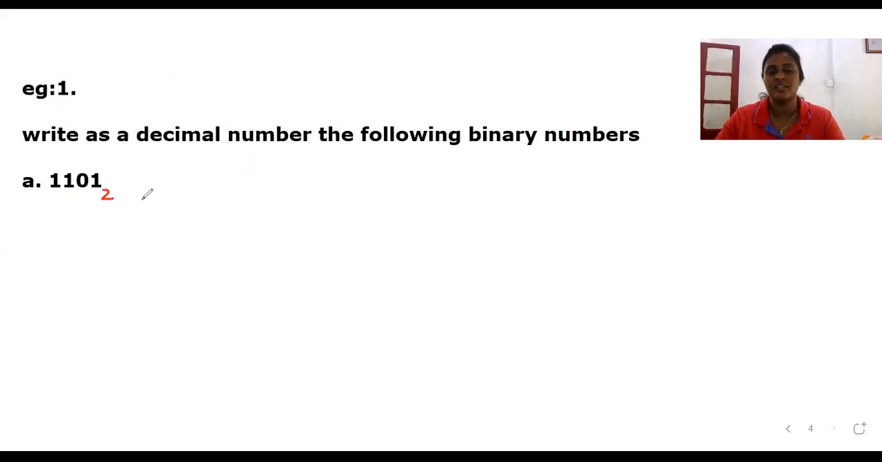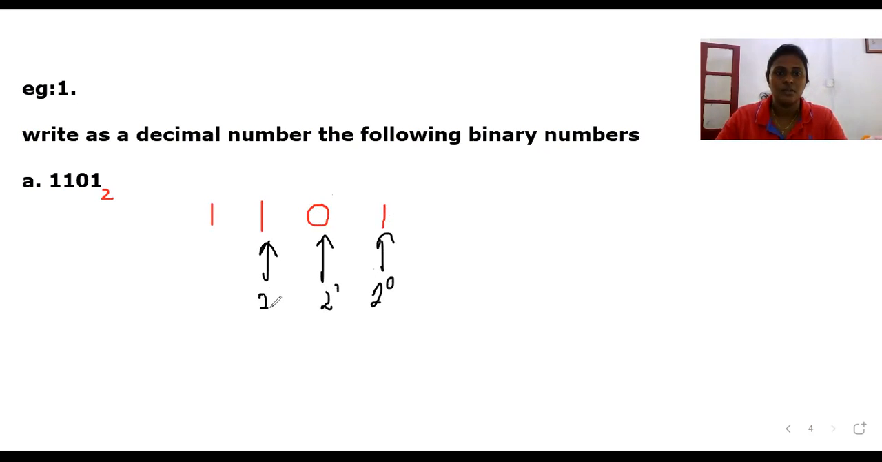Just write 2 like this. Now this binary number you want to convert into a decimal number. How to do this? You just write it with a gap in this way. Then you know that this is 2 to the power 0. This value represents 2 to the power 1. This value represents 2 to the power 2. And this value represents 2 to the power 3.